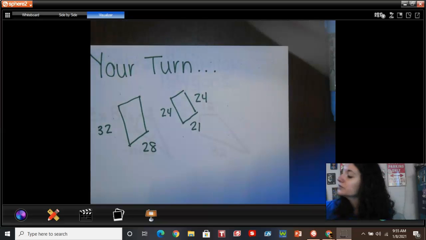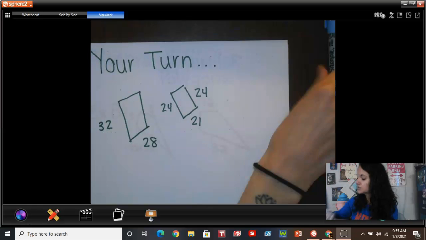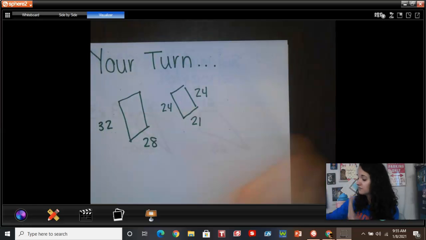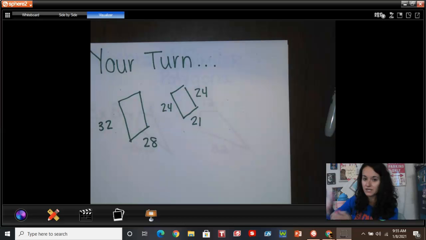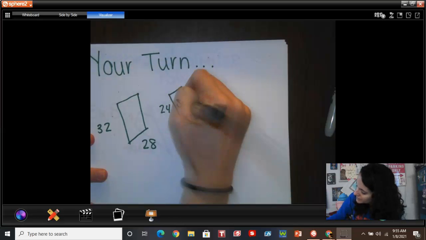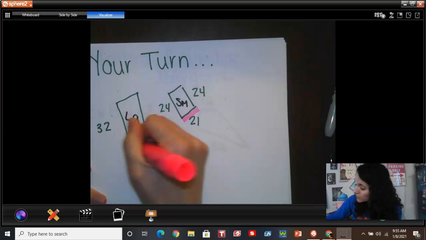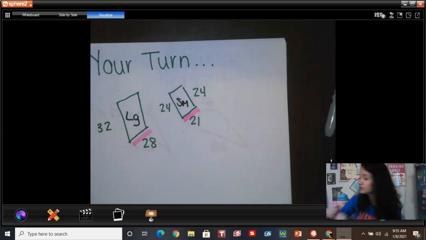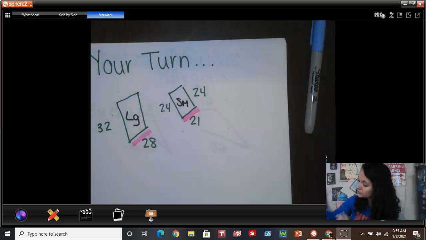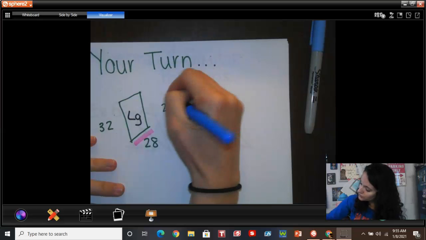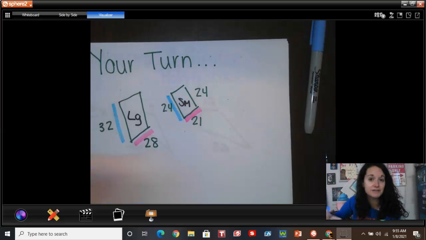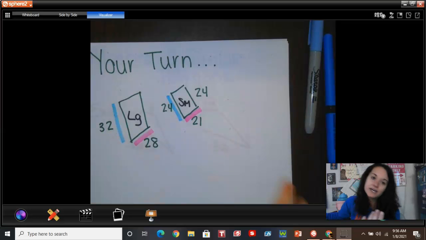But I'm going to help you out before you do this one on your own. Let's go ahead and discuss which ones match up, because you have more options here on this one. Your small figure, right here. Here's your large figure. And you're like, okay, well, I noticed that 21 and 28 match up. They do. You could do 21 and 28. You could also do 24 and 32. But do you have to do both of them? No, you do not. Just pick one of them and simplify it and find your scale factor.